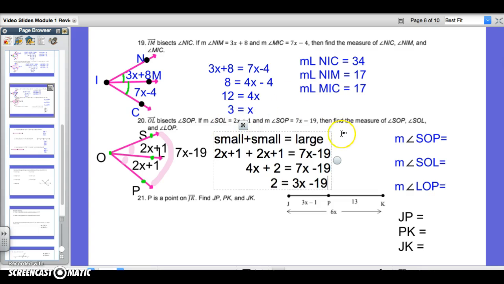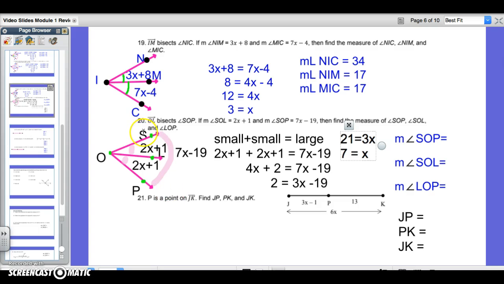And then I'm going to add the 19 over. I'm running out of space. Let's see if I can fit it up here. And I'm going to get 21 is equal to 3x. Divide by 3 on both sides, I'm going to get 7 is equal to x. So that's really nice. Now that we have that, I'm going to plug that 7 equals x into each of these parts to figure out what each angle is.